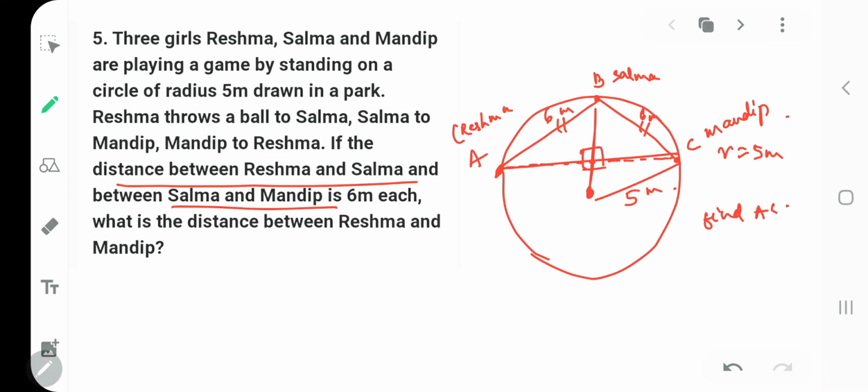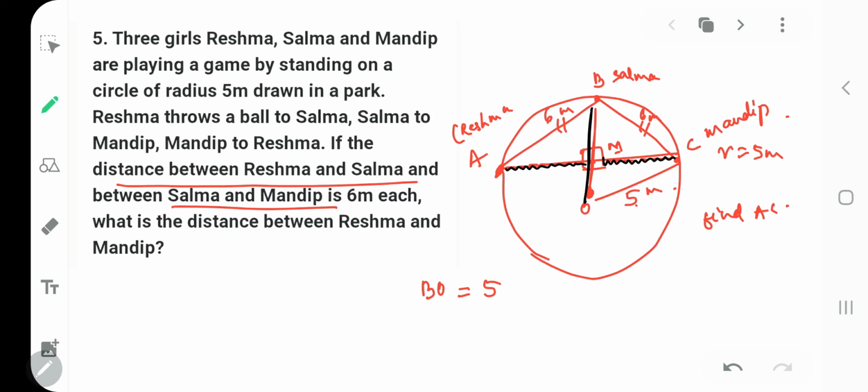Now we can say, suppose this is 5 and I'll mark this as M and this is O. So BO is also 5, because BO is also the radius. This is also the radius. We have to find MC, and once you get MC, you can double it so that you get the entire AC, that is the distance between Reshma and Mandeep.